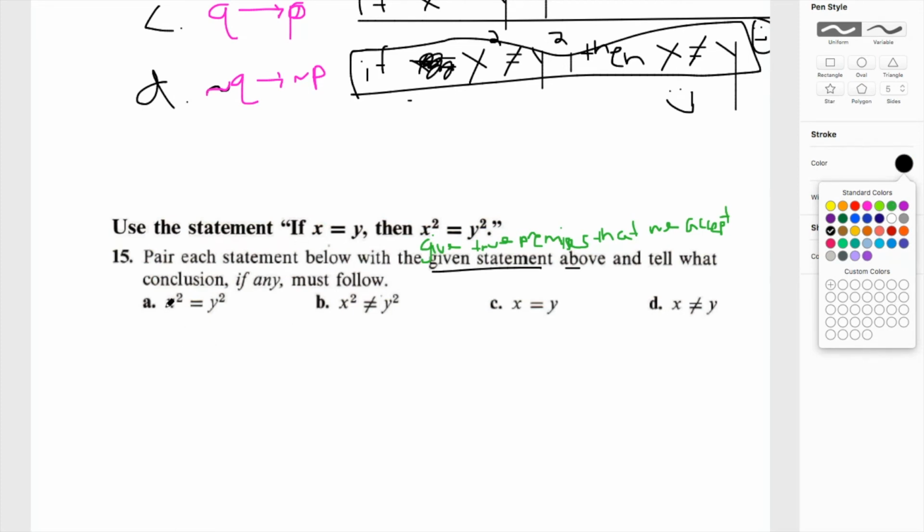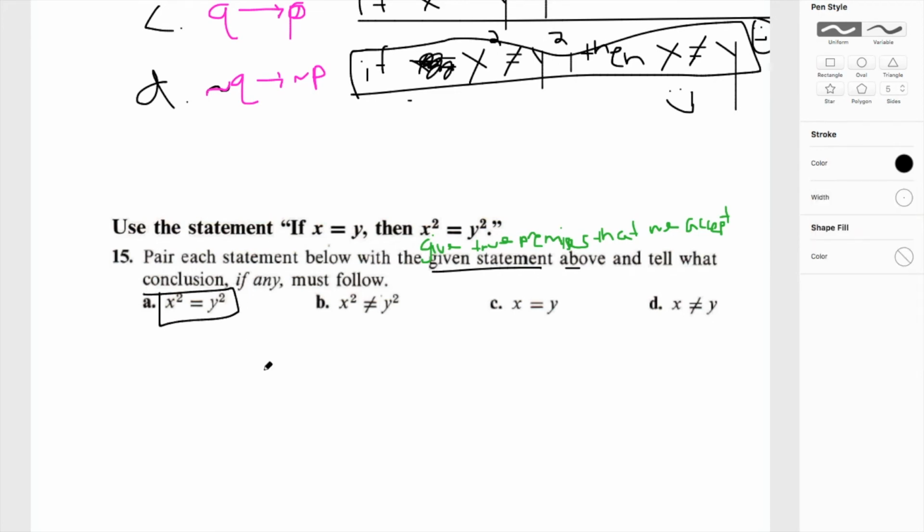Okay, so we're going to accept that x squared equals y squared is true. Can we conclude anything else? Well, the original statement here was this, right? If x equals y, then we would know that x squared equals y squared, okay? So we know that x squared equals y squared.